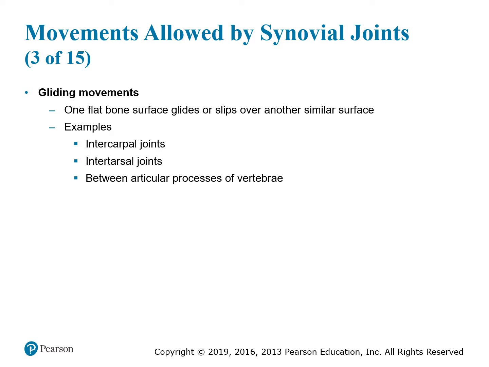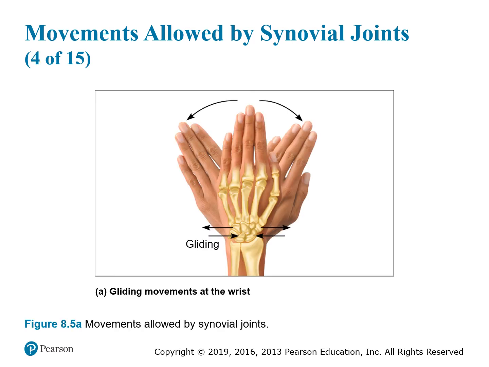Gliding movement is when one flat bone surface glides or slips over another surface. Examples would be the intercarpal joints, the intertarsal joints, or the articular processes of the vertebrae. This is a gliding joint, and the carpals are gliding along each other in order to make the movement of adduction and abduction.